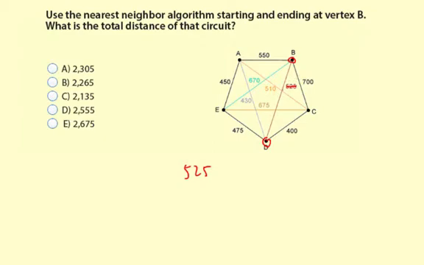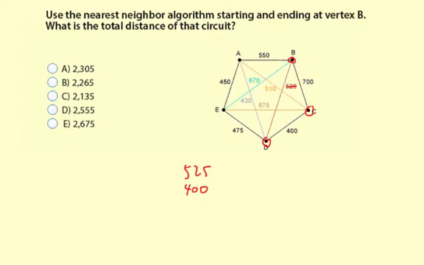Then from D, we want the nearest neighbor, so we have 400, and then 525, we already did that one. And we have 430 and 475. The next nearest neighbor is 400, which would be C over here. So I'm going to write a 400. I'm just keeping track of the distances that are being traveled.